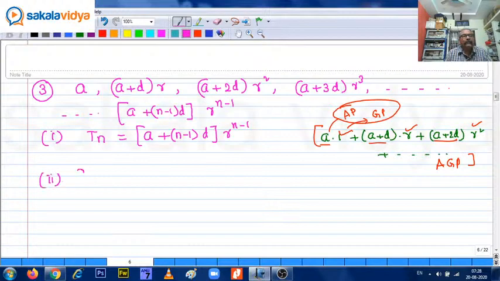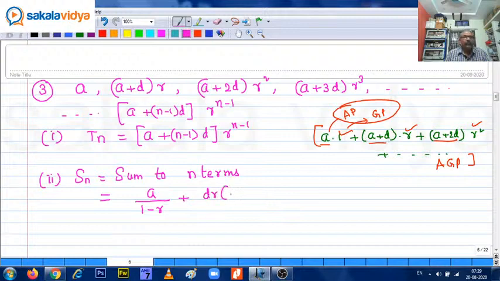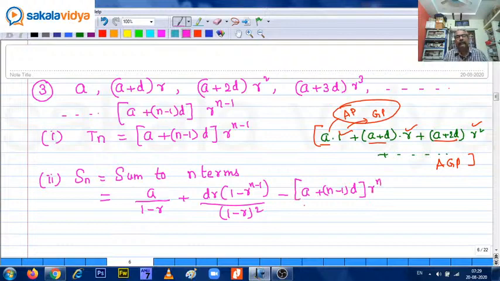Second point is Sn, sum to n terms. Sum to n terms is equal to a by 1 minus r plus dr into 1 minus r to the power of n minus 1 upon 1 minus r whole square, minus a plus n minus 1 into d, r to the power of n by 1 minus r. This is sum to n terms.